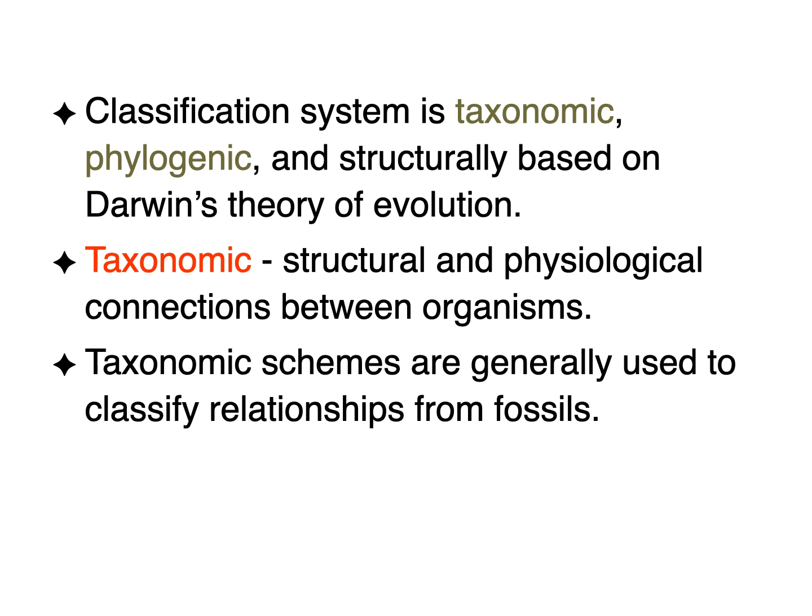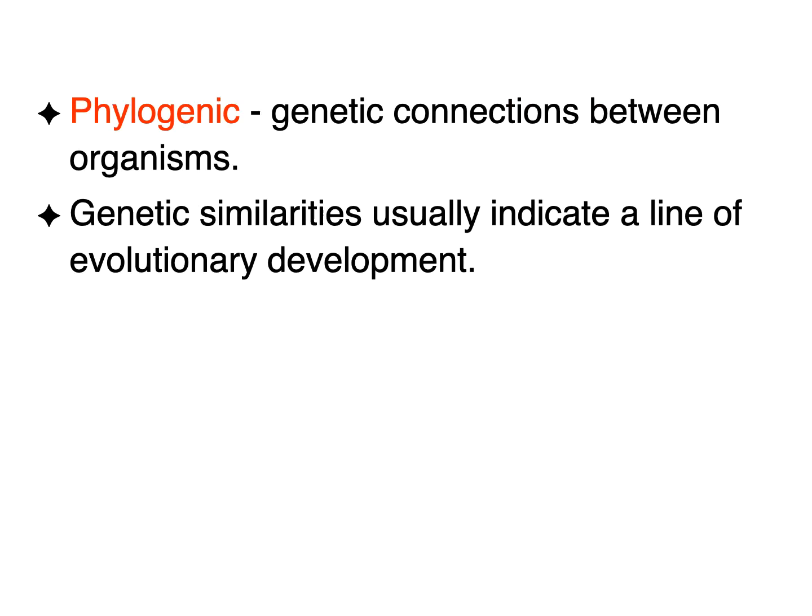Now, taxonomic schemes are still generally used for looking at fossils. However, most of the classification that is done today is done phylogenetically, where we determine genetic connections between organisms. How genetically similar are different organisms, and can we use these genetic similarities to define a line of evolutionary development or connectedness?